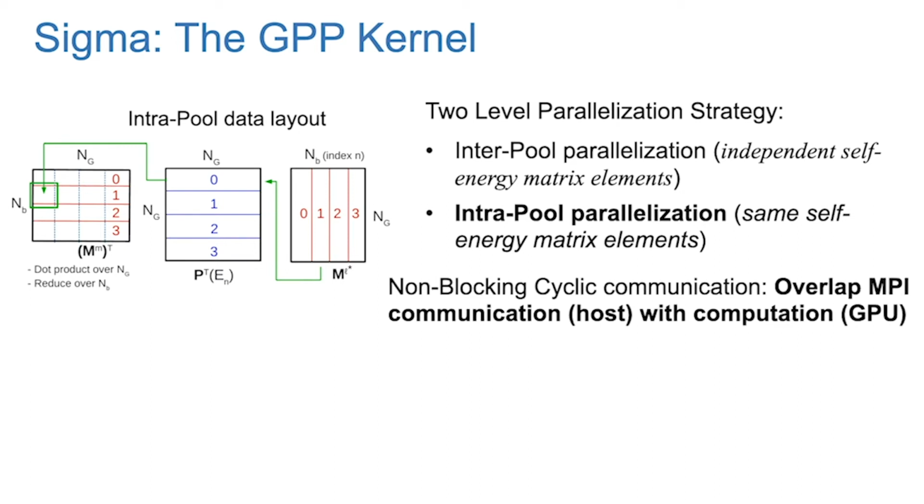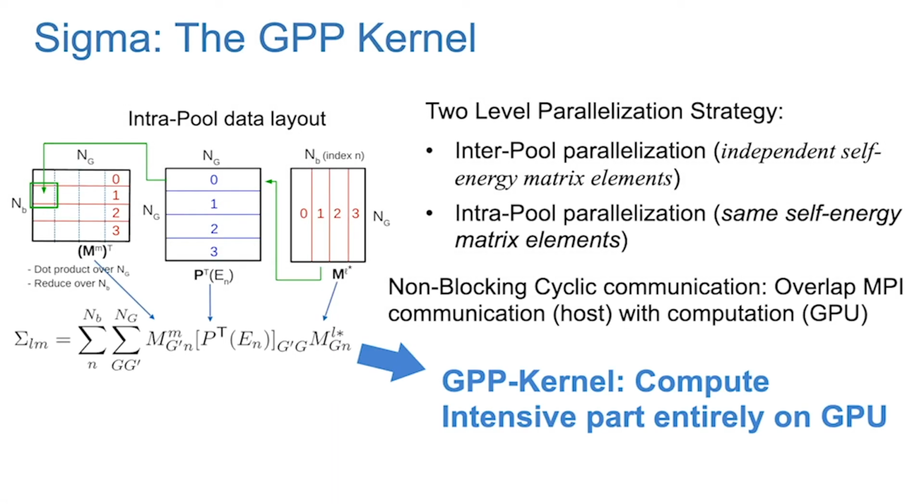And similarly to the chi0 kernel, by using a non-blocking cyclic communication scheme, we are effectively able to overlap the MPI communication on the host with execution of the GPP kernel on the GPU. The computationally intense part in sigma is entirely executed on the GPU. The working equation for the GPP kernel is shown here. And these eventually represent this complex multi-GPU, multi-node data reduction. The detailed description of the various optimization steps we have implemented for this GPP kernel will be discussed later by Sherlyn, who will describe this in great detail.